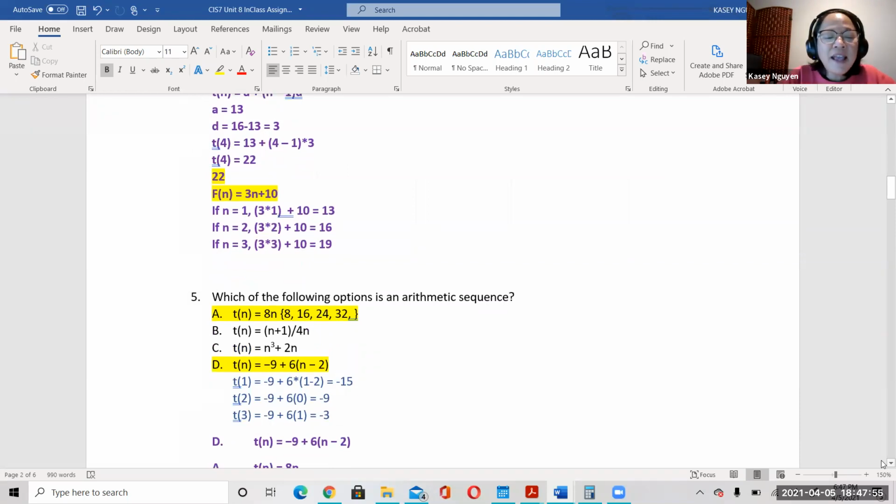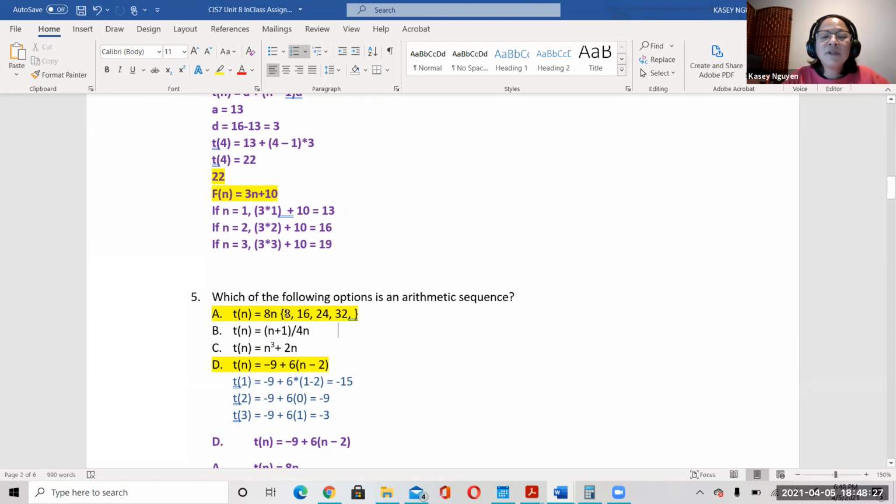For number 5, it asks you, which of the following options is an arithmetic sequence? So when you see anything with an exponent like this, n to the third plus 2 times n, that's not, because we're going to talk about geometric and another type of sequence after this, okay?